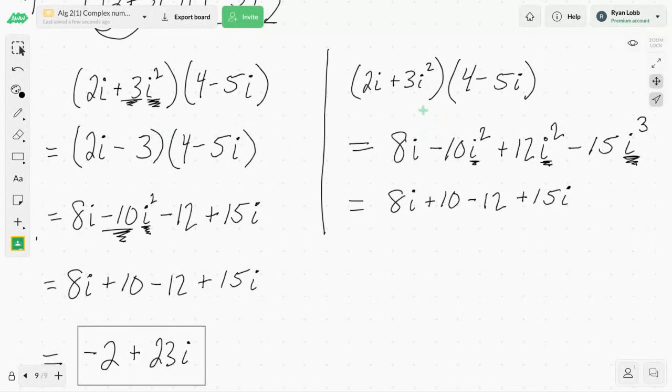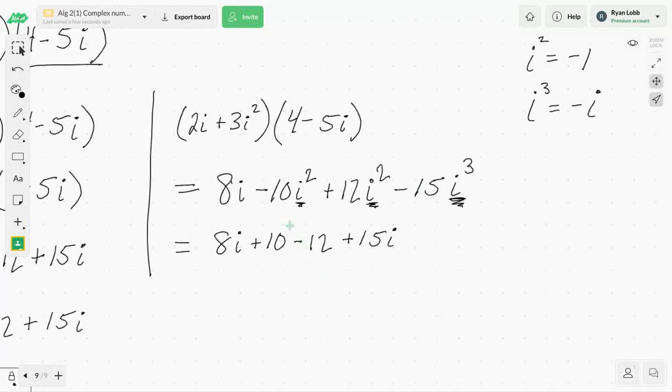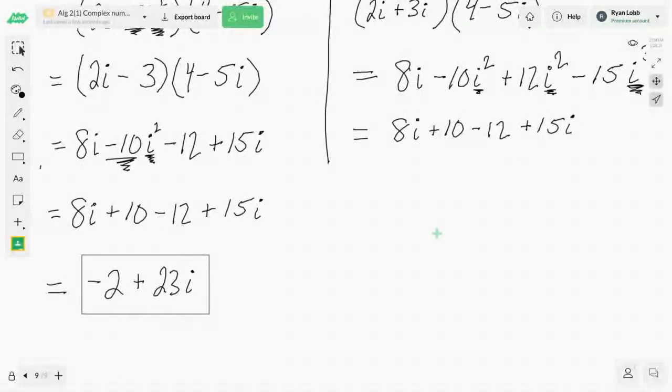And also, a common mistake here is when you do 3i squared times 5i, we just make that 15i squared instead of i cubed, okay? So in the end, we could see that clearly this, which is this, is going to be the same. So this would simplify to be the same product, negative 2 plus 23i, right? So there's multiplying complex numbers and simplifying.